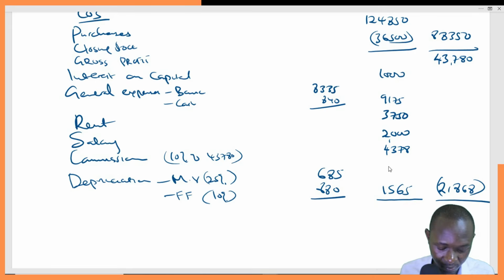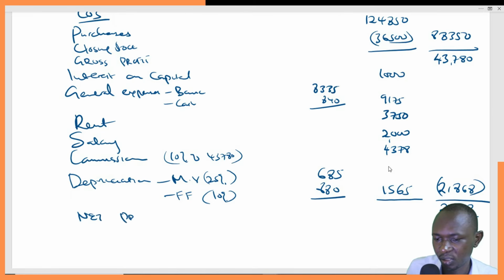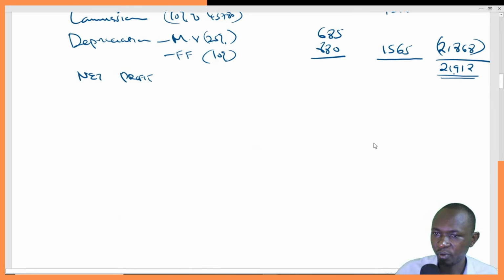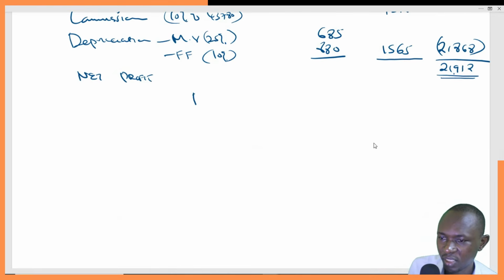Minus 43,780. That gives us 21,912. This becomes our net profit. So if that is our net profit, then we go to the next part. We say Fatuma Ali.